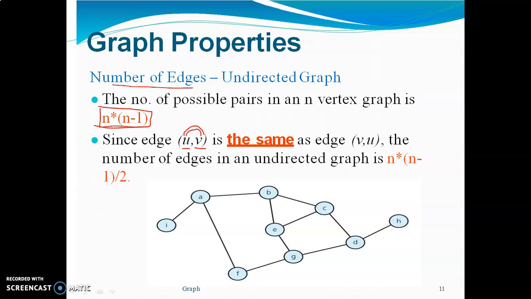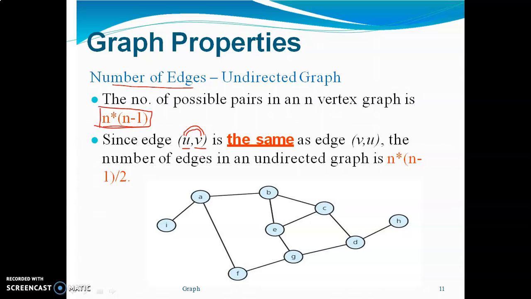Then the number of edges in an undirected graph is n into n minus 1 divided by 2, because the same edge appears two times, that is 1 to 2 and 2 to 1. For example, if we count 5 edges, only 3 edges may be unique and the remaining are repeated.